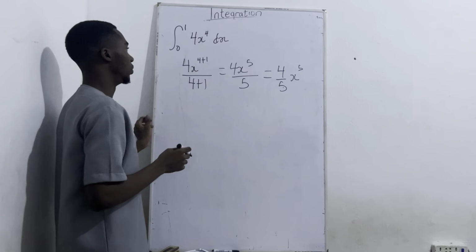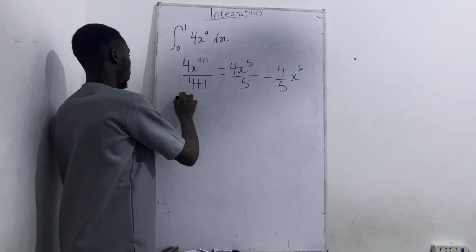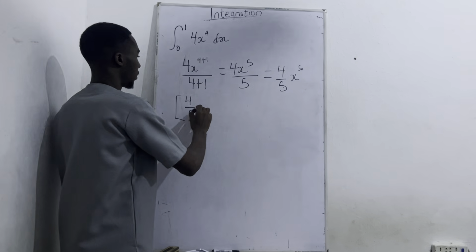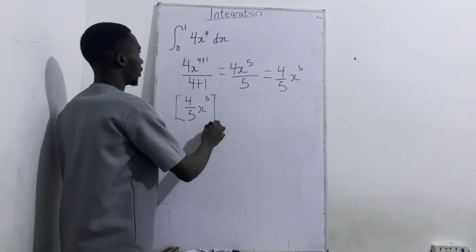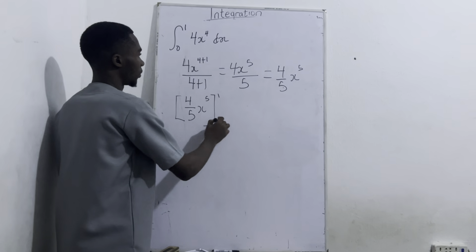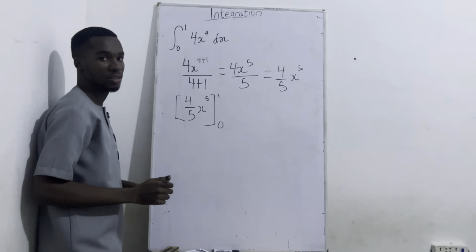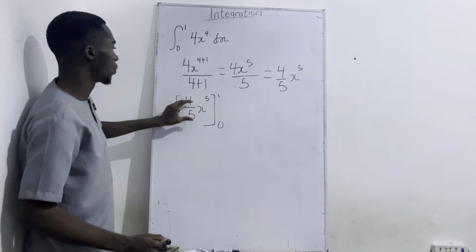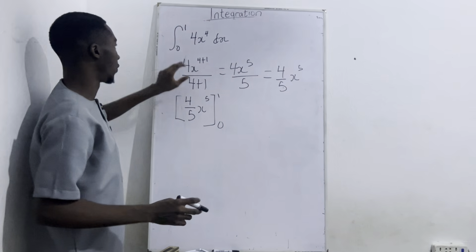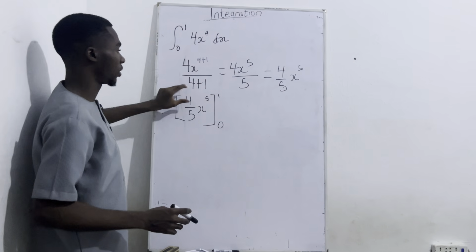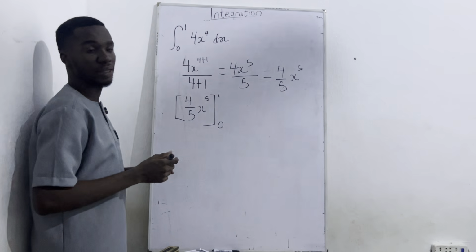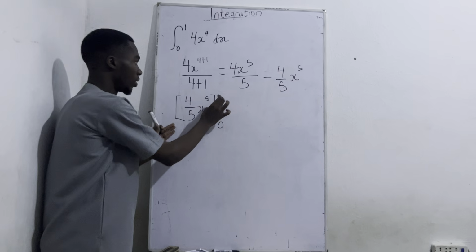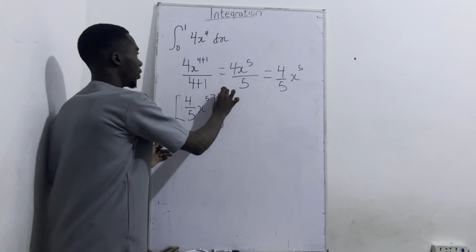Now, this is what you do. When you get this answer, you put it in a bracket. So you're getting something like 4 over 5 x exponent 5, then the limits are 1 and 0. You get it? So when you get the answer, what you're going to do is that you substitute this limit, which is the top one, into it. Then you subtract from it the bottom one substituted into it. Whatever you get for the top, then you bring the negative sign and substitute the 0 into it. So if you have something like this, you just close the bracket and bring 1 and 0 here.